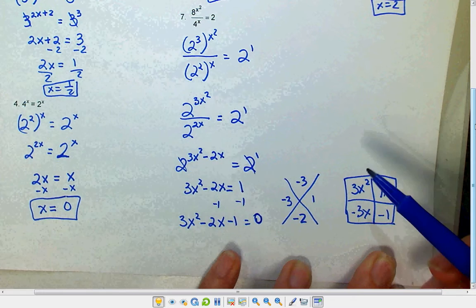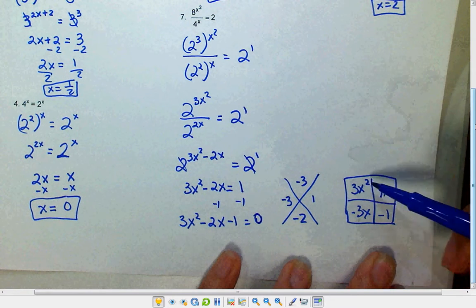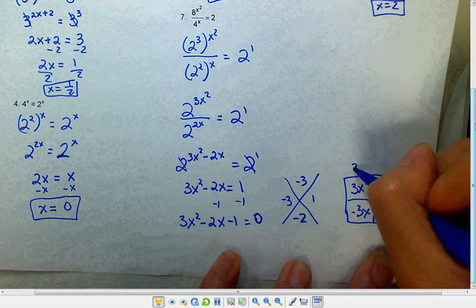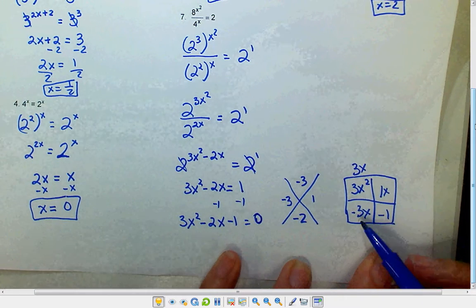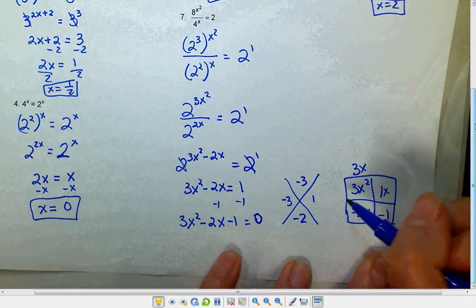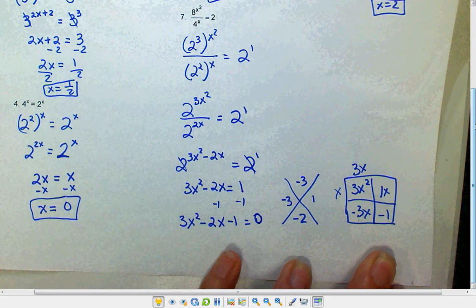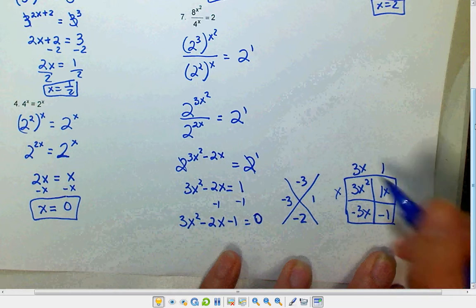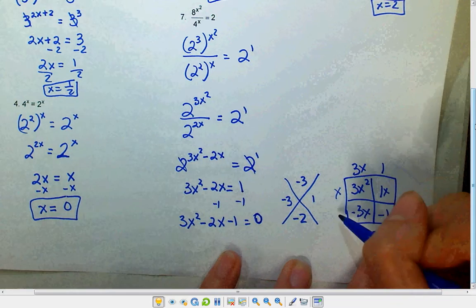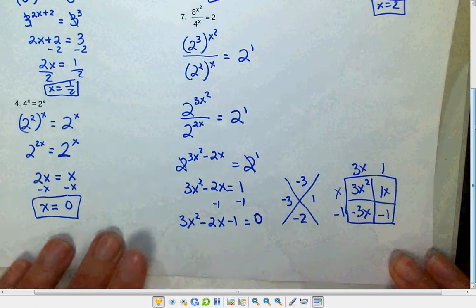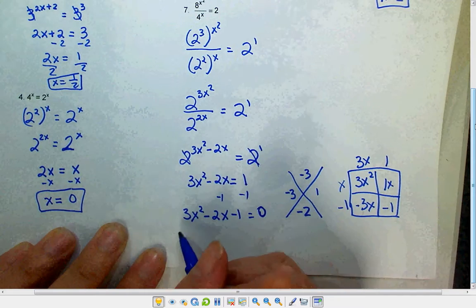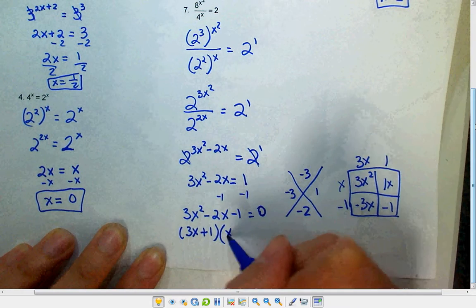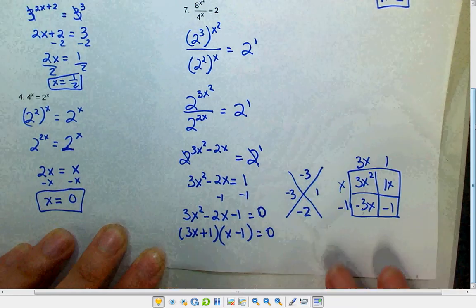And so I'm trying to figure out what multiplies. So 3x squared, I know one of them is going to be 3x, one of them is going to be x. This is the one that's going to be 3x since negative 3 is divisible by 3. So this must just be x. So x times what gives me positive 1? This is 1. 3x times what gives me negative 3x? This is a negative 1. So when I factor this out, I have 3x plus 1 and x minus 1. Those are my factors.